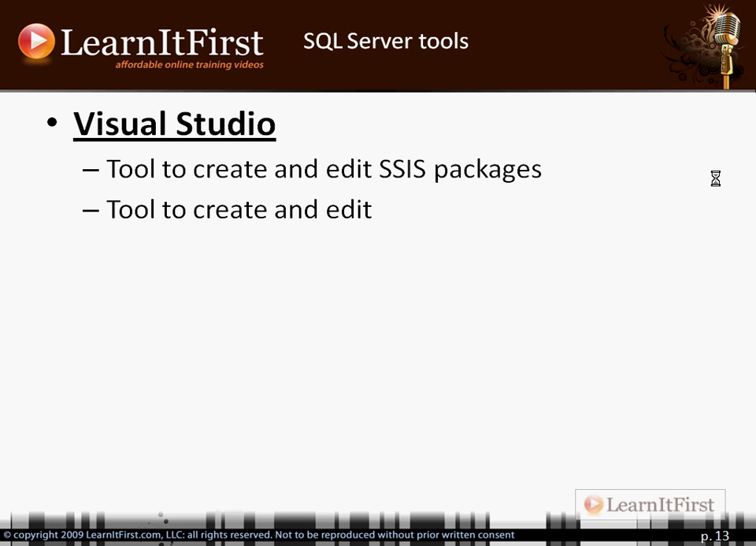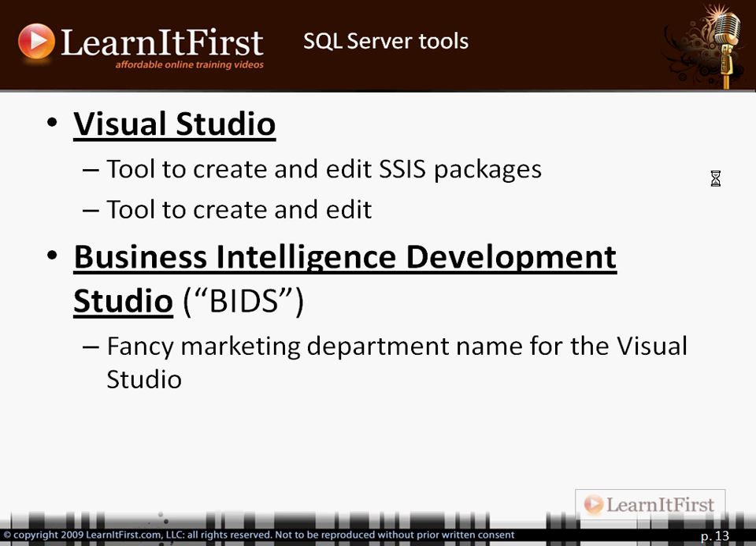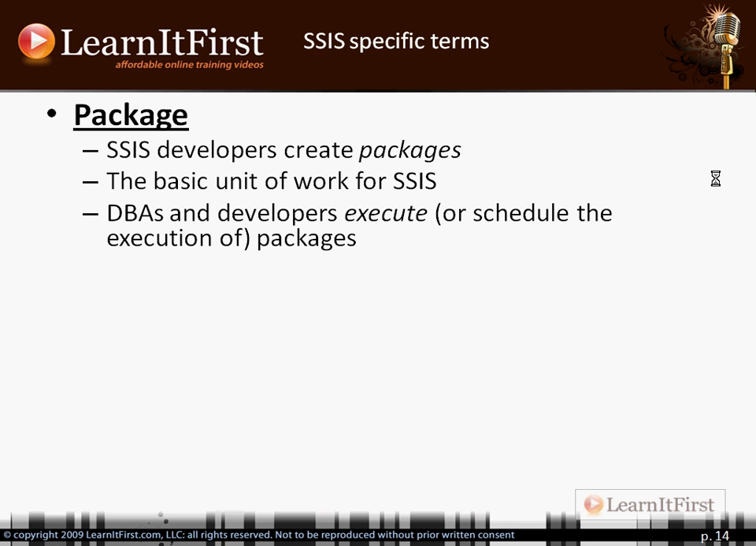The Visual Studio, we've talked about what Visual Studio is, and the Business Intelligence Development Studio. It's a fancy marketing name. Some of this I just put in here for completeness, really, so that you'd have it all in the PDF. Now, we create packages in SSIS, and a package is a unit of work.